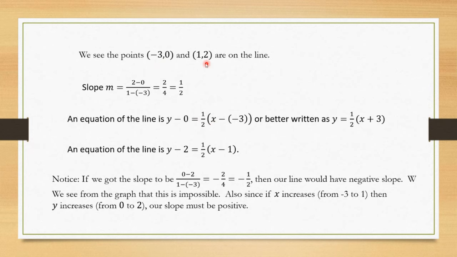If instead I use this one, then we get this. Y minus 2 equals the slope, which doesn't change, times x minus 1. So it doesn't matter. If you graph this and you graph this, you would get the same line.